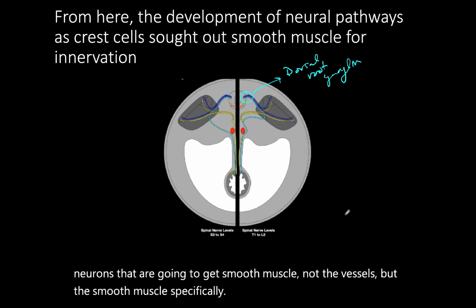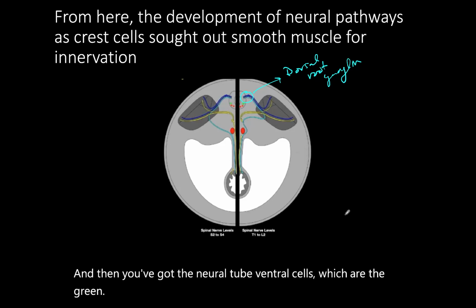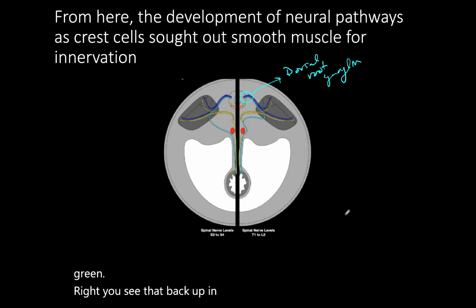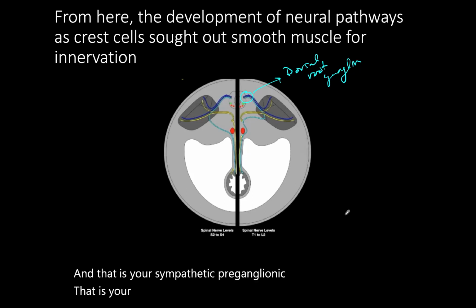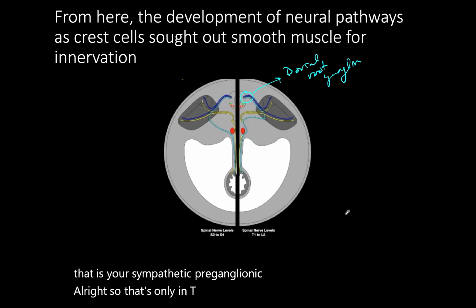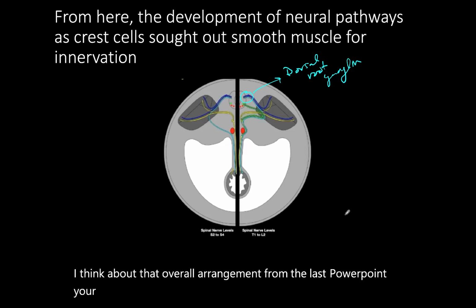And then you've got the neural tube ventral cells, which are the green. You see that back up within the spinal cord. And that is your sympathetic preganglion. And that's only in T1 through T12. So think about that overall arrangement from the last PowerPoint. Your sympathetic, your parasympathetic, there you go right there.